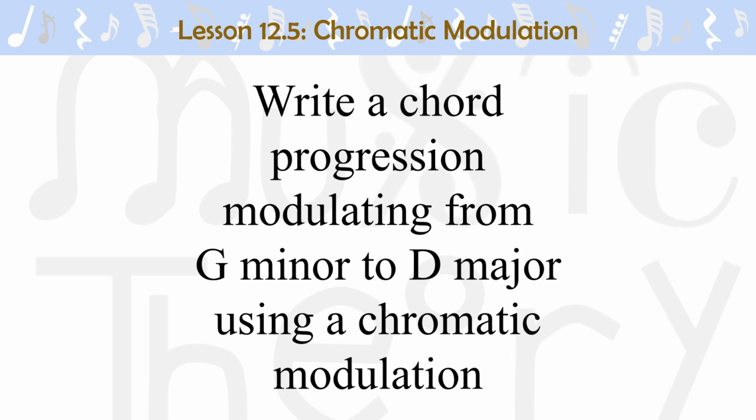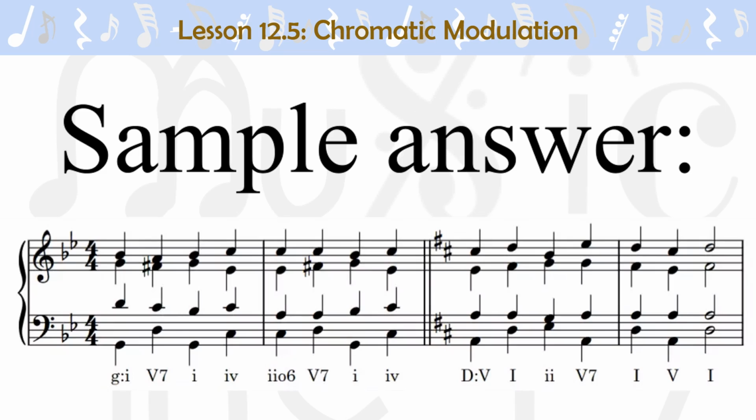Write a chromatic modulation from G minor to D major. Sample answer shown. The first chord is a 4 chord in G minor. The second chord is a 5 chord in D major, which is a dominant function chord in the new key. That resolves to the 1 chord in the new key. The soprano is C, C sharp, D, moving a half step up between each of the 3 chords.